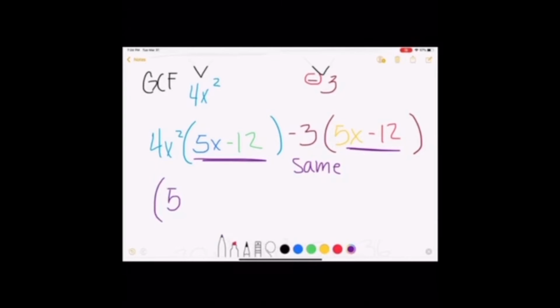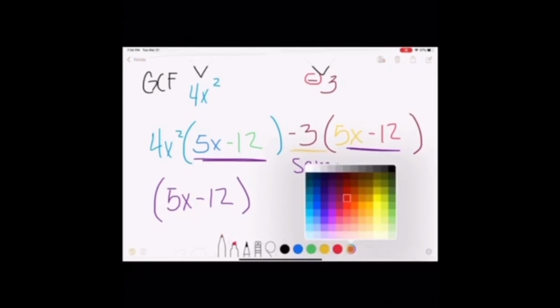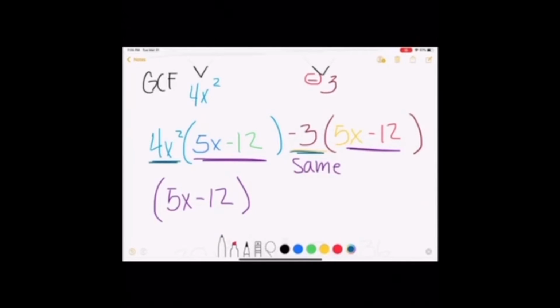So we're going to make a new parentheses and write this. This way we can group that off and then worry about our leftover terms. Our leftover terms are 4x squared minus 3. This is the equation once it is factored by grouping polynomials.